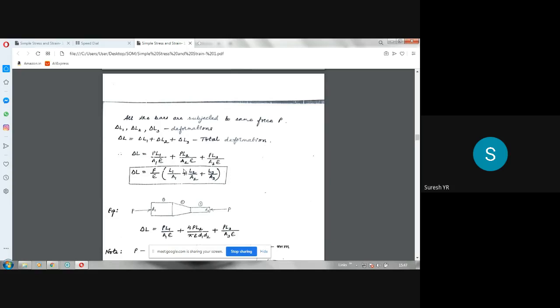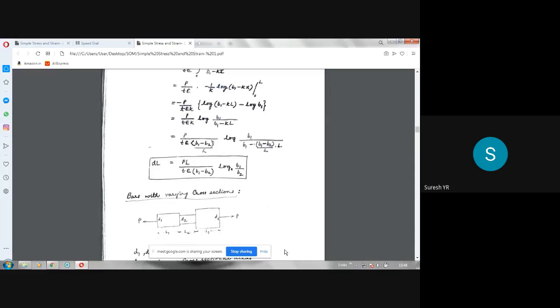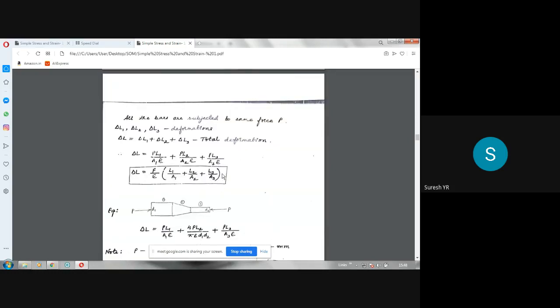What are A1, A2, A3? They are the areas. A1 is pi d1 square by 4, A2 is pi d2 square by 4, A3 is pi d3 square by 4. If you observe this expression, P and E are constants. You can take them outside as common. So P by E, if you take common, you get L1 by A1 plus L2 by A2 plus L3 by A3. Even if some more bars are there, you can just go on adding. One more portion means one more term will come here, L4 by A4, L5 by A5, like that. So this P by E remains the same.